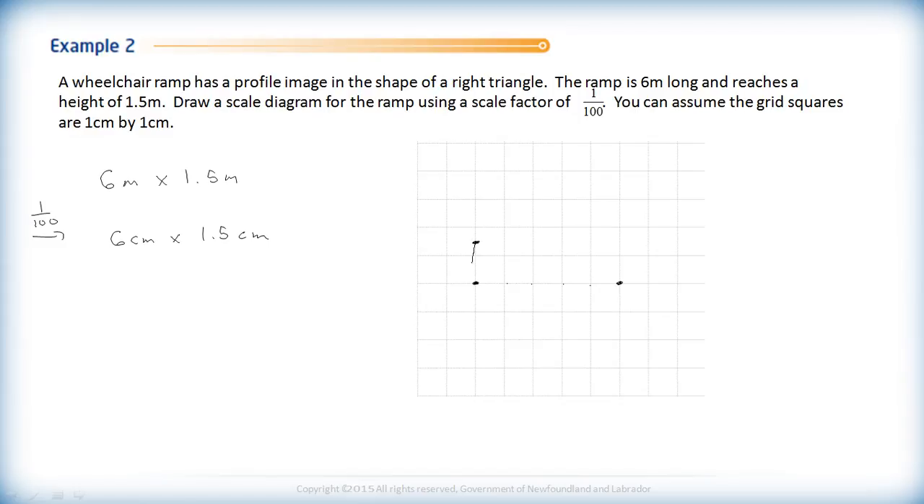And then we play our favorite game, connect the dots, draw those out, use a ruler if you're not me, and then what we get is our wheelchair ramp. That's 1.5 by 6, only these are in centimeters instead of meters. The scale diagram. Okay, hopefully that's helpful.